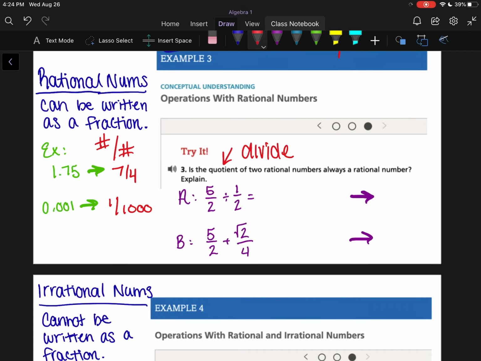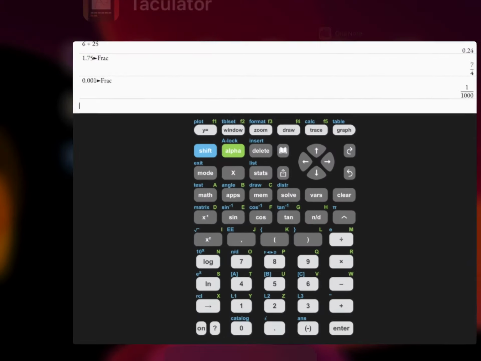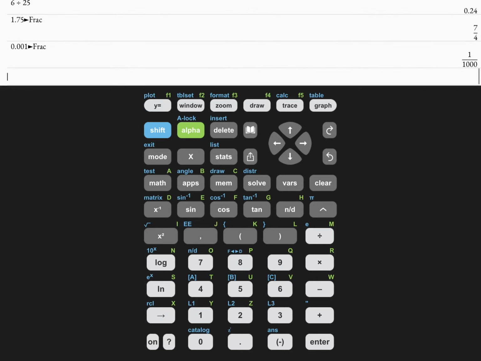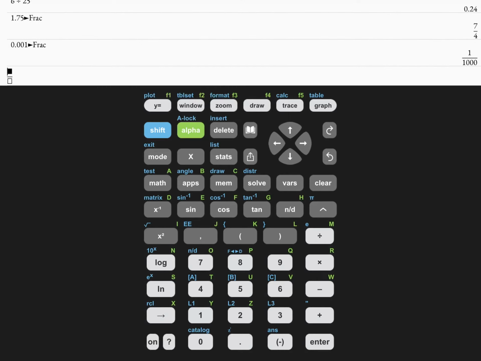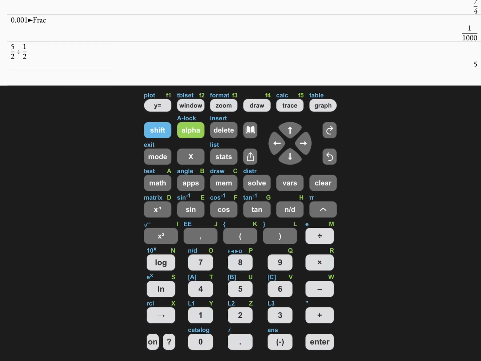If I have 5 halves, which is a rational number because it is a fraction, and I divide that by another rational fraction, will I produce a rational number? Let's find out. 5 halves divided by 1 half. We're going to use the option to make a fraction, alpha y equals, enter 5 over 2, and I want to divide by 1 half, alpha y equals, enter 1 over 2, and I press enter, I get the whole number 5.